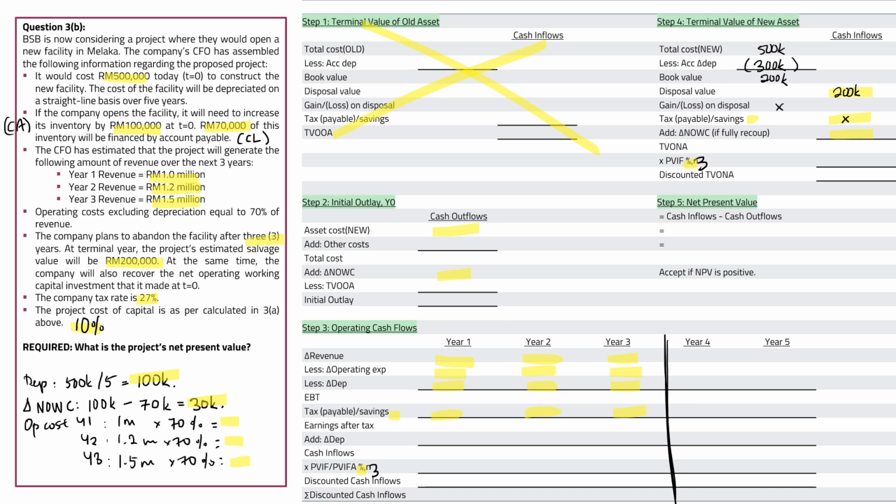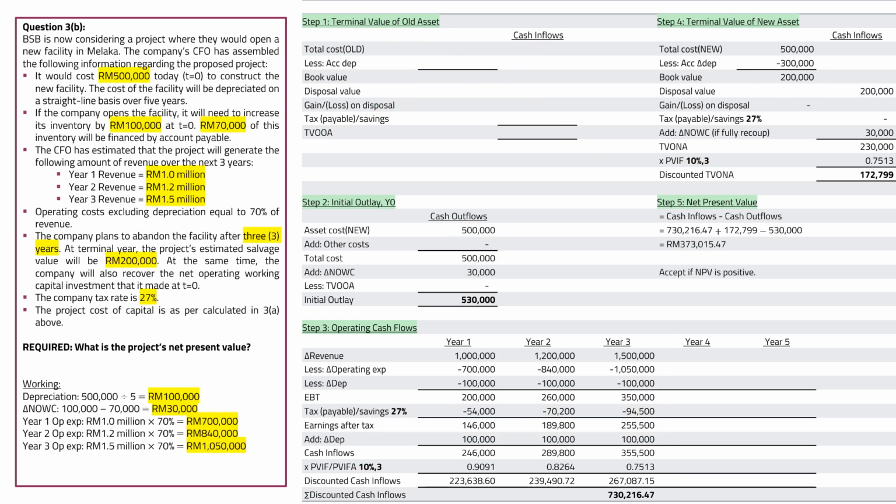So we only have the working capital that we recouped over here. That is very cool. Okay, and then we times by the PVIF, and then we get the terminal value. And yeah, let's see if we have the same answers in the next slide. Did you get the net present value 373,015.47?